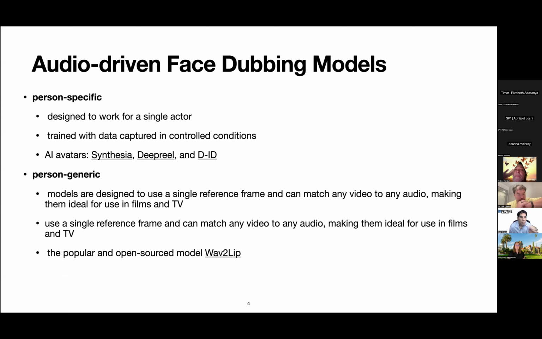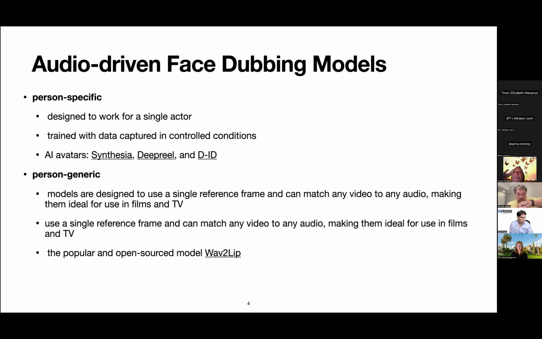So there are different audio-driven face dubbing models, as it's an AI model. However, there are several categories. The first one is based on whether the model is person-specific or person-generic. A person-specific model is a model that is designed to work for a single actor. And it's specifically trained with data captured in controlled conditions. So those are, for instance, AI avatars that were trained on data captured maybe with the actors having different sensors positioned in certain places of their face, or simply in studio conditions with a green or uniform background, so that the model can be trained exactly on their facial movements.